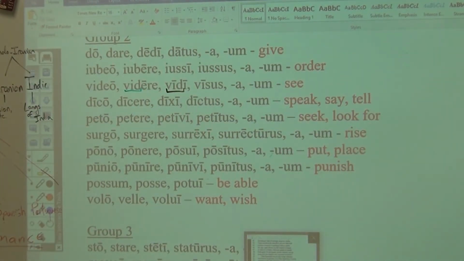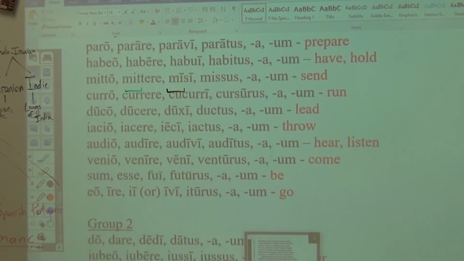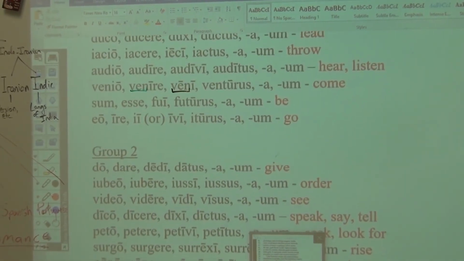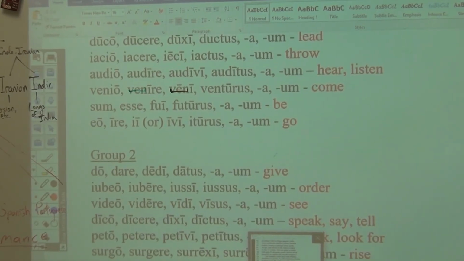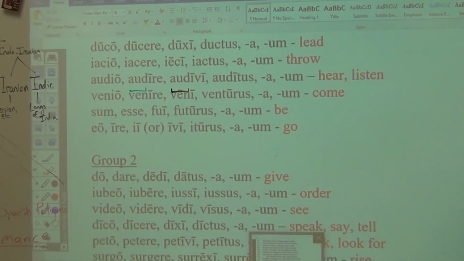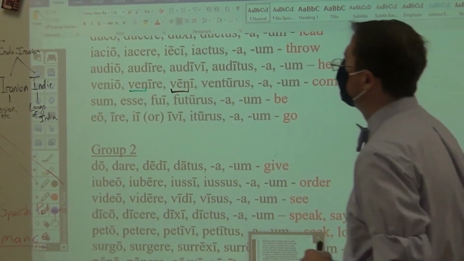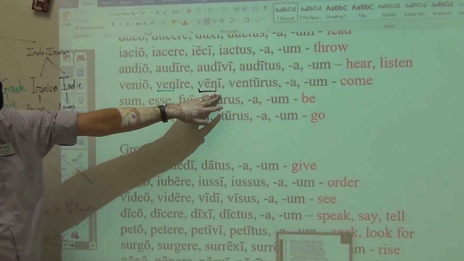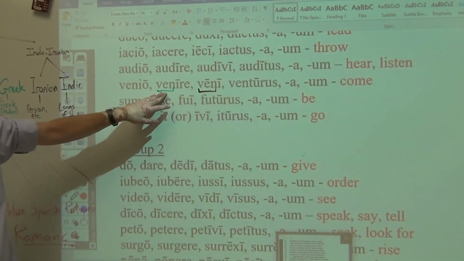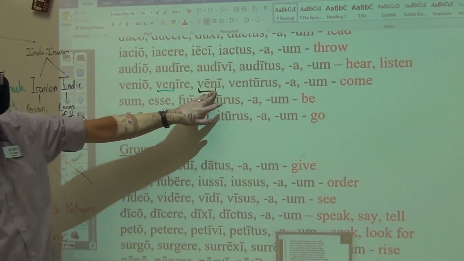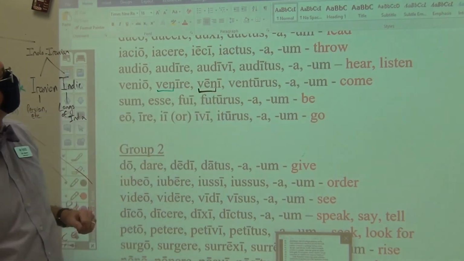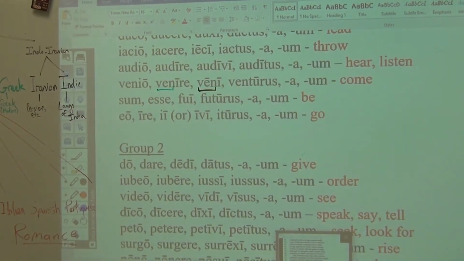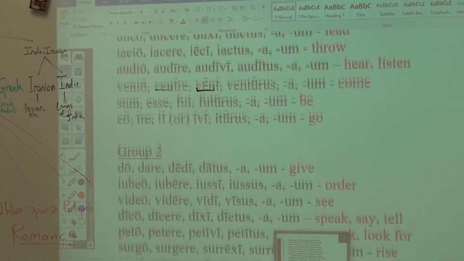We can see another example of this up in the first group. Same thing with venio, venire, veni, ventus. The only difference between the present stem, second principal part, and the perfect stem, third principal part, is that it is lengthened. One other situation that you very often find with a perfect stem is that it can be reduplicated.